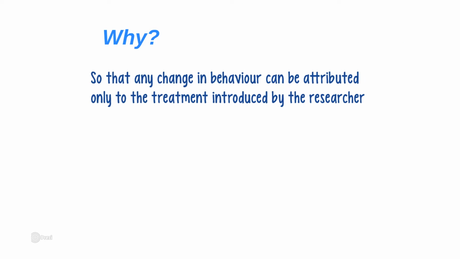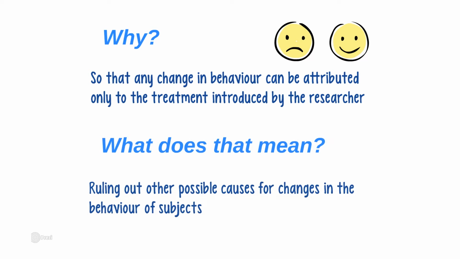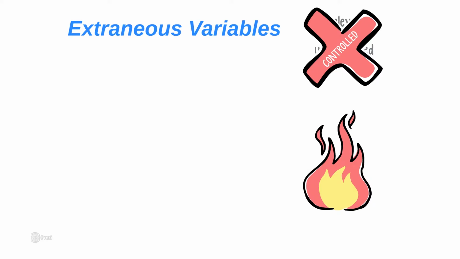mathematics. A key problem in conducting experiments is establishing suitable control so that any change in behavior can be attributed only to the treatment introduced by the researcher. Control means ruling out other possible causes for changes in the behavior of subjects. There are many extraneous variables, irrelevant or unrelated or unconnected factors that need to be controlled so that they do not contaminate or interfere with the findings of the study.